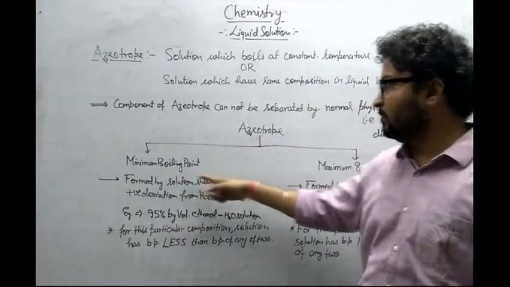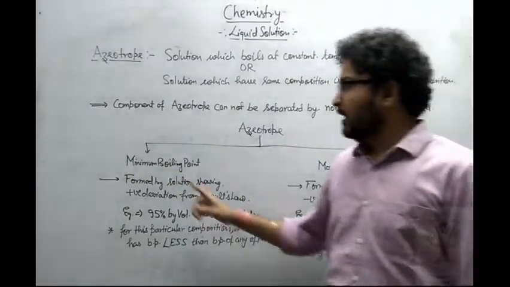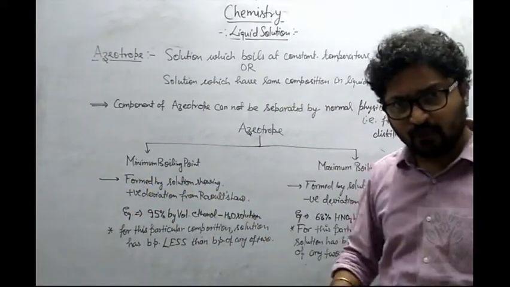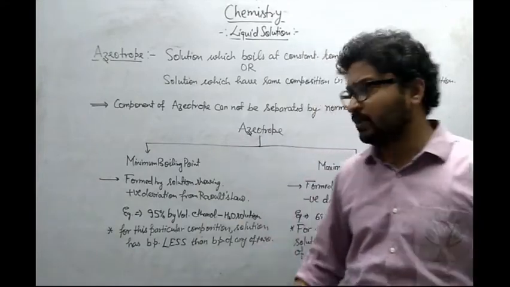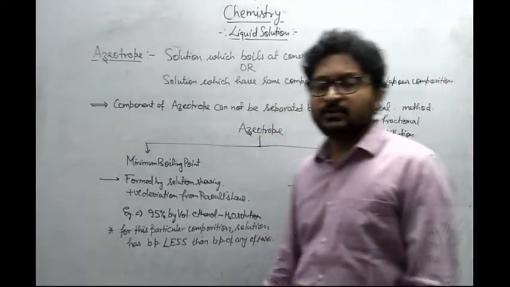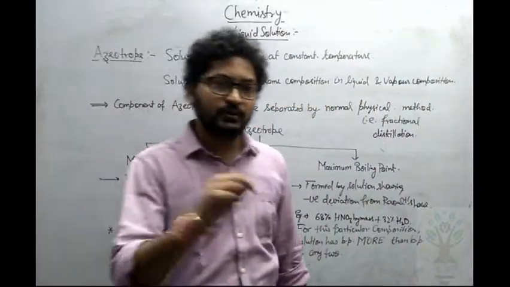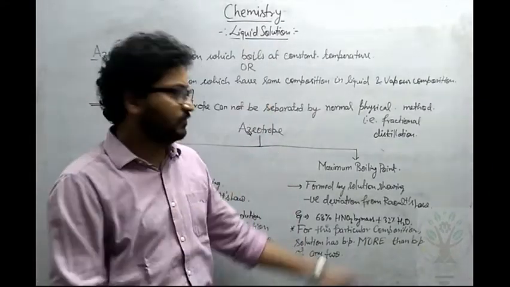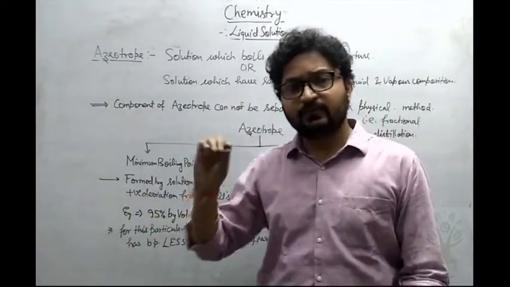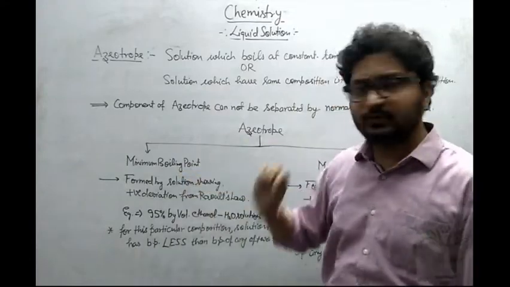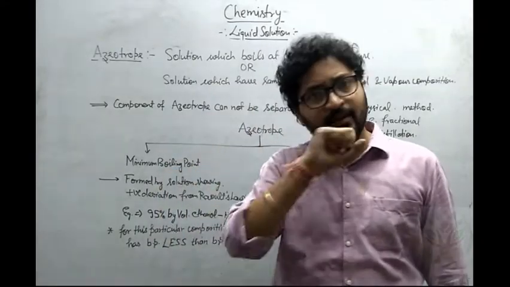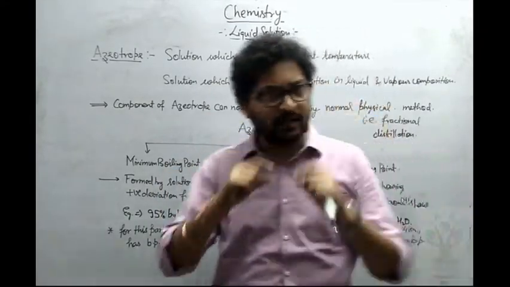Azeotropes are of two types. One is minimum boiling point and second is maximum boiling point. Now minimum boiling point azeotrope is formed by solutions showing positive deviation from Raoult's law. Means whoever shows positive deviation from Raoult's law will form a minimum boiling point azeotrope. And what about maximum? So maximum boiling point azeotrope will be formed by those solutions which show negative deviation from Raoult's law. Okay. One more thing. If you consider the BP of a maximum boiling point solution, it will be greater than the BP of any of the two components. Means let's say A and B are forming an azeotrope.